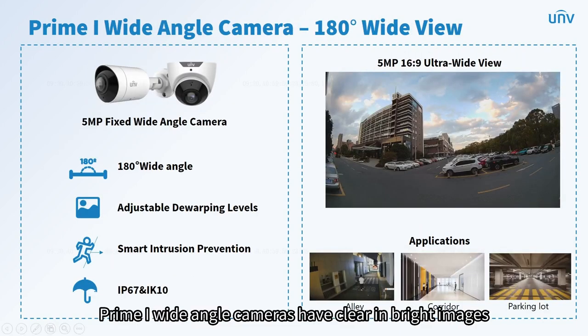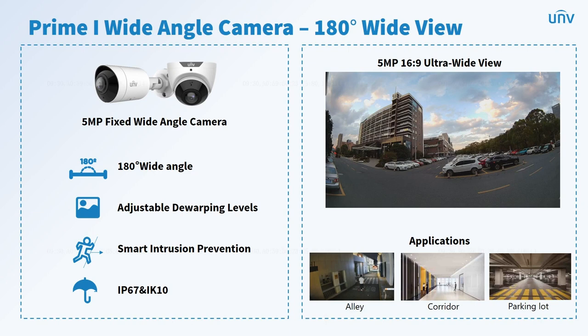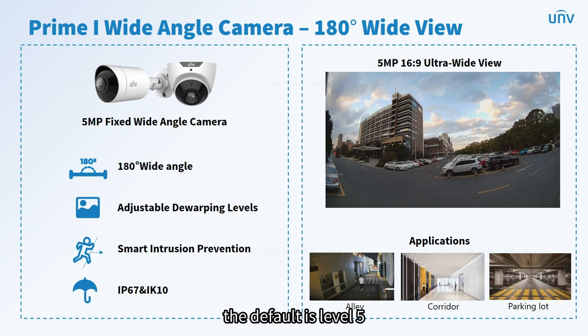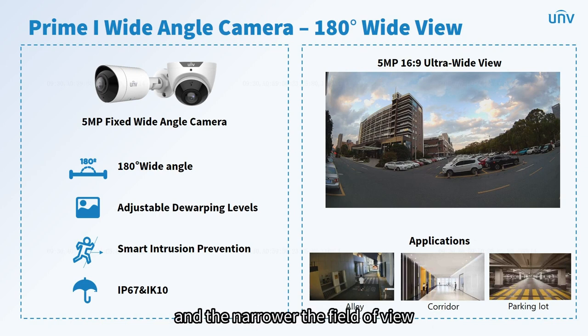Prime 1 wide-angle cameras have clear and bright images, and an ultra-wide field of view with extreme details, even in corners. Not only that, it has adjustable dewarping levels. The default is level 5. The greater the value, the greater the degree of dewarping, the closer the image looks to the actual scene, and the narrower the field of view. Wide field of view with smart intrusion prevention function, the wide-angle camera can give full play to its protective role.